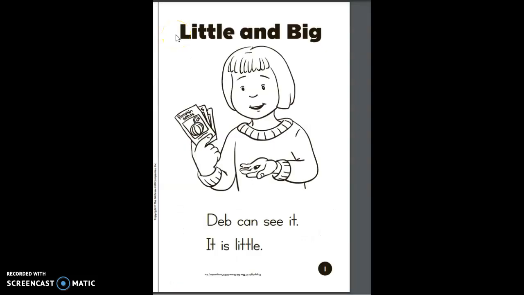Here's my book. You could read along with me. Little and Big. Deb can see it. It is little. In the picture, we can see the little seed.